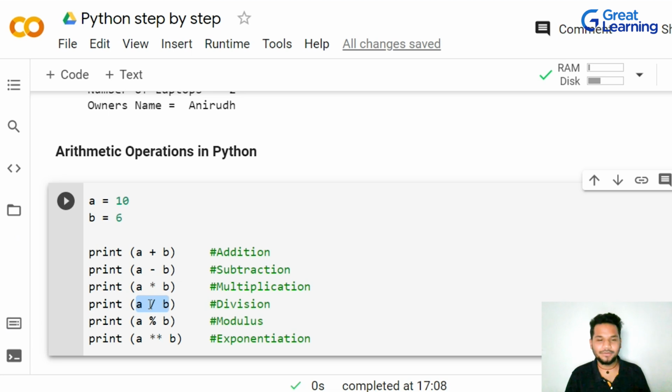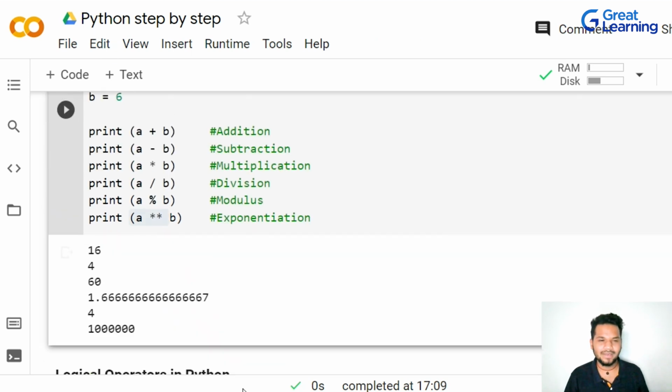What is 10 by 6? Now, this is an interesting one. We're going to take a look at it. What is 10 modulus 6? Well, this is an even more interesting thing we're going to take a look at. What is exponentiation? What is A double star B? 10 double star 6 is talking about 10 to the power 6, raising 10 to the power 6, right? Let's execute and let us look at the division and the modulus one in a keen way.